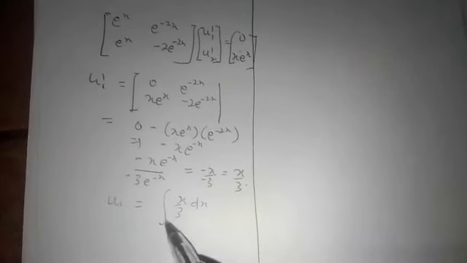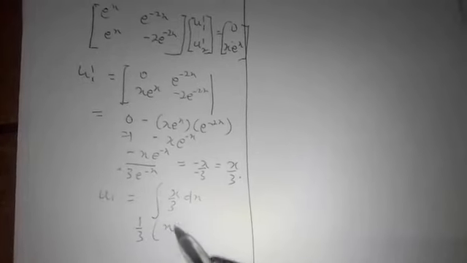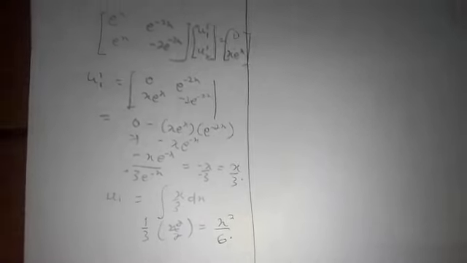So how do I solve the integral of this? I'll put 1 over 3 outside, then this becomes multiplying s squared over 2 and is equal to s squared over 6. That is my u1. Let me go ahead and find my u2.